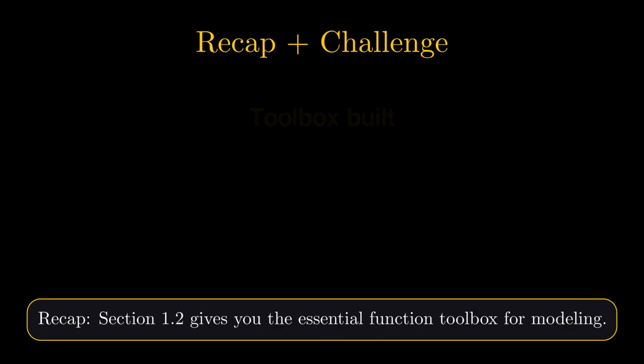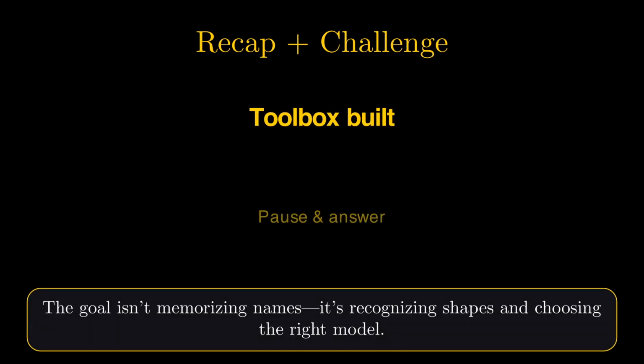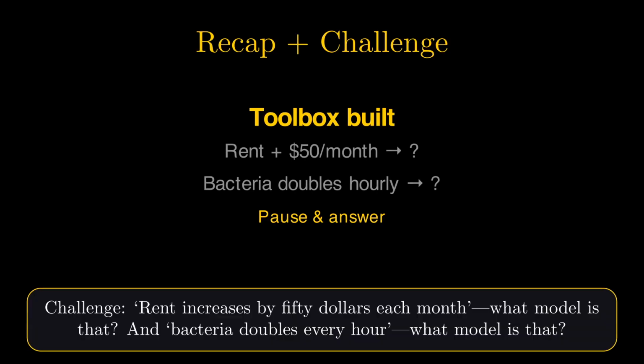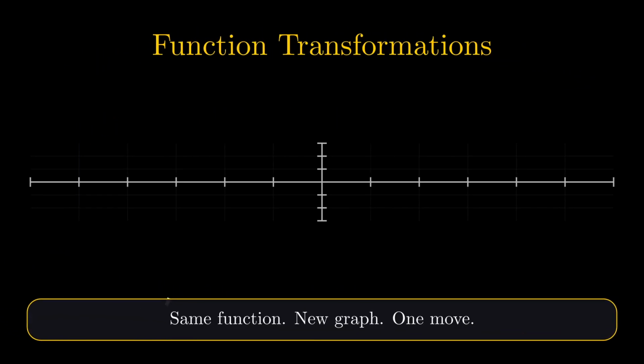Recap. Section 1.2 gives you the essential function toolbox for modeling. The goal isn't memorizing names, it's recognizing shapes and choosing the right model. Challenge. Rent increases by $50 each month. What model is that? And bacteria doubles every hour. What model is that?